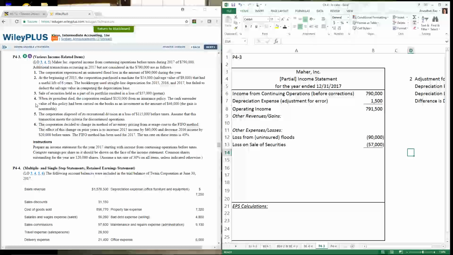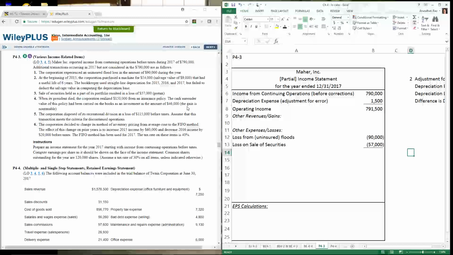Number 4, when the president died, the corporation realized $150,000 in insurance policy. The cash surrender value of its policy had been carried on the books as an investment in the amount of $46,000. The gain is non-taxable.